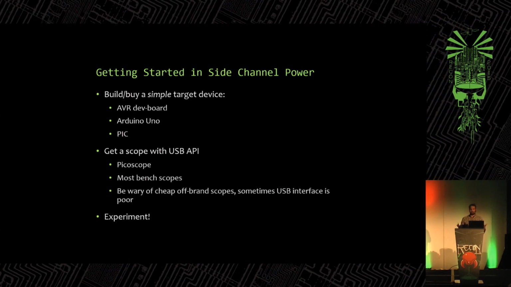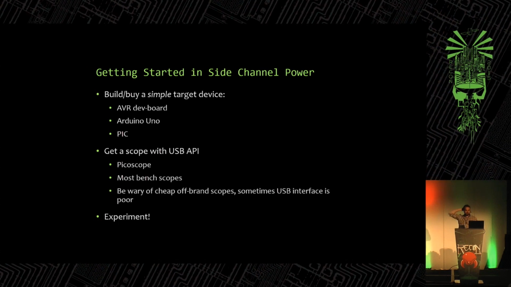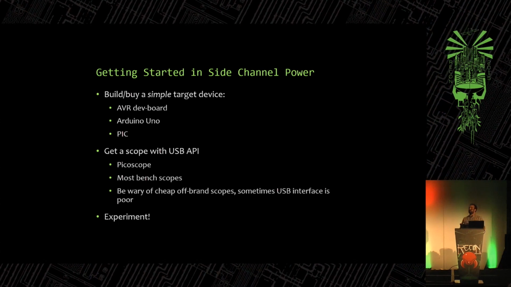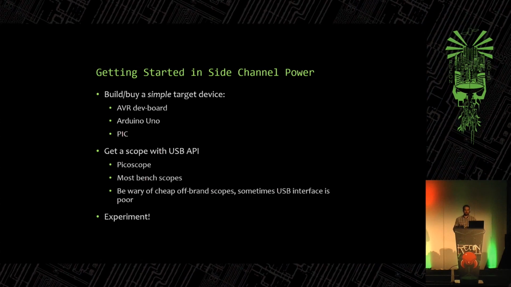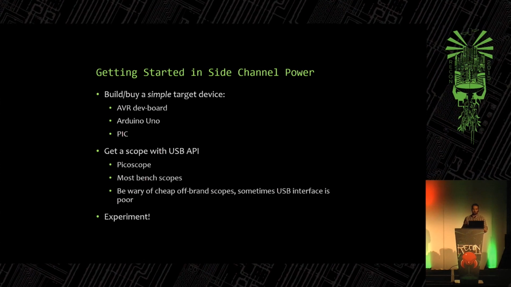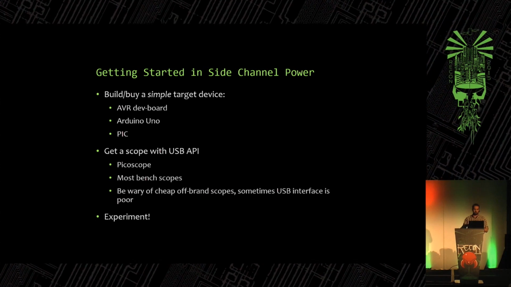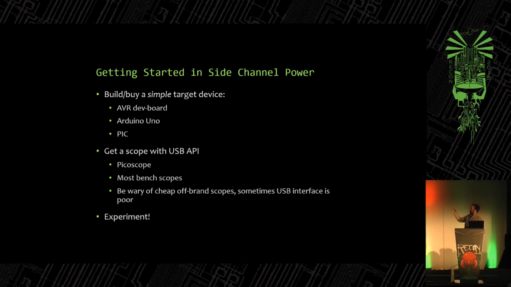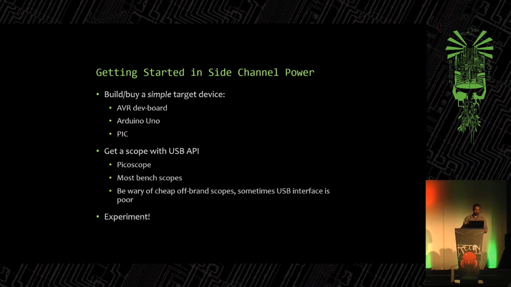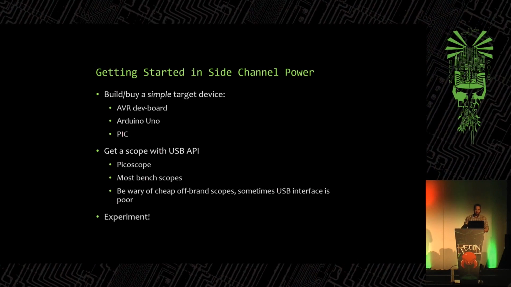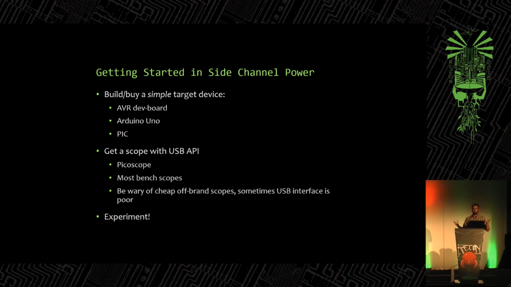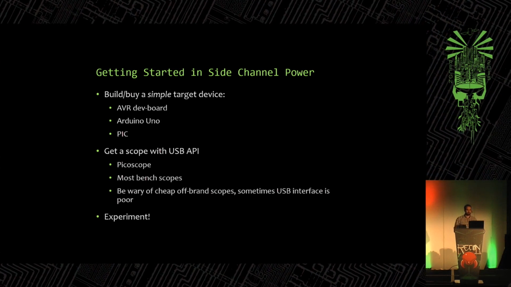All right, so if that interests you, how can you get started? Really, all you need is a few things. You need a simple target device. So do not try side channel analysis for the first time on a Raspberry Pi or ARM or anything like that. You want an 8-bit microcontroller ideally. So an AVR dev board, like the one I showed earlier, the Arduino Uno, again, not the ARM stuff, or a PIC controller. And you just need some way to measure the power on it, so a scope with a USB API. I like the PicoScope models.